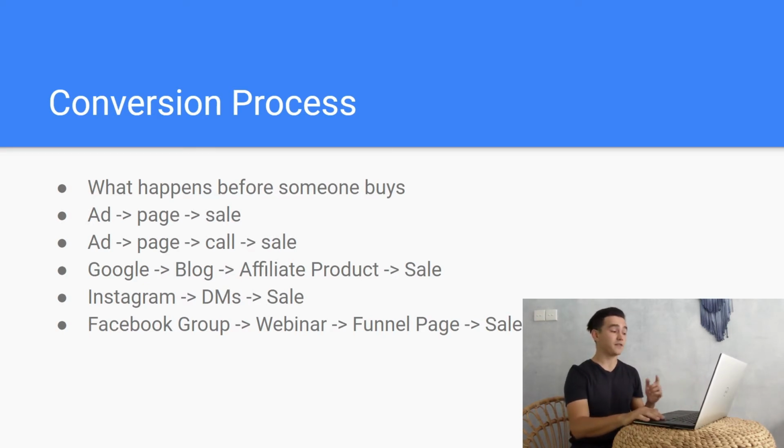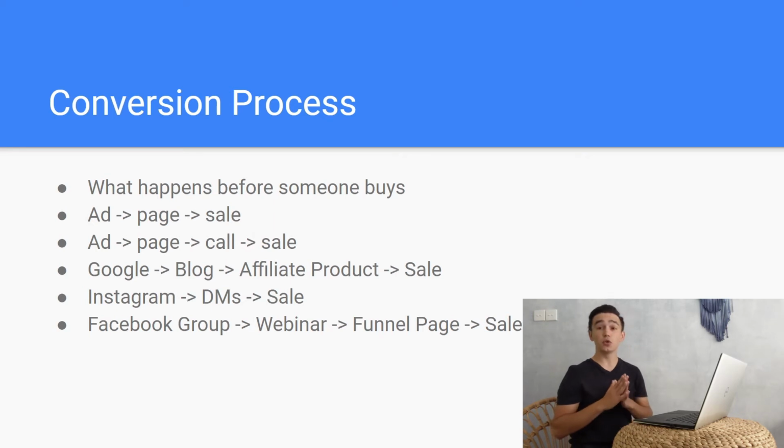And the last one is Facebook group to webinar to funnel page to sale. And these are just examples. There are many conversion processes, but you need to choose one. So if you have a Facebook group, you would make a webinar, a video explaining your product or service, and then you send them to a funnel page where you would make the sale.